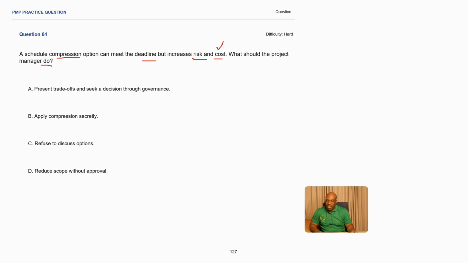A: present trade-offs and seek decision through governance. Okay, it makes sense. Trade-offs here. Then B, apply compression secretly. As a project manager, everything should be transparent, so this one cannot be the answer. Refuse to discuss options. Don't reject anything in a project. Always be open to options, so this one cannot be the answer. Reduce the scope without approval. You don't just go and reduce the scope. In a predictive environment, that is the responsibility of the sponsor and the users. In Agile, it has to be done by the product owner. So this one is incorrect.